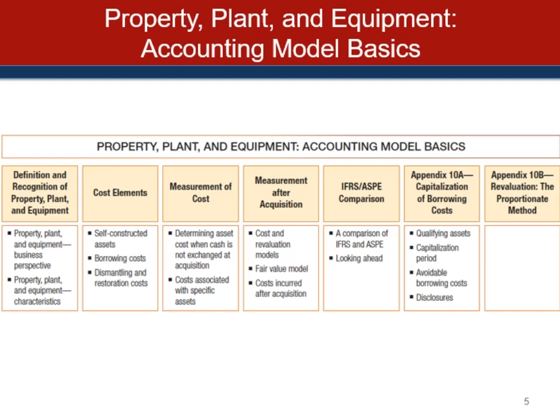The outline of where we're headed, with the exception of 10A and 10B, which we won't be covering in this presentation. But we're going to talk about property, plant, and equipment, and we'll talk about the definition, recognition, cost elements, measurement of cost at acquisition, after acquisition, and that's about it. So Chapter 10 presents a discussion of the basic accounting problems associated with the occurrence of costs related to property, plant, and equipment, and the accounting methods used to retire or dispose of these costs.